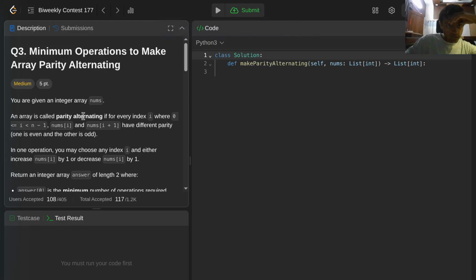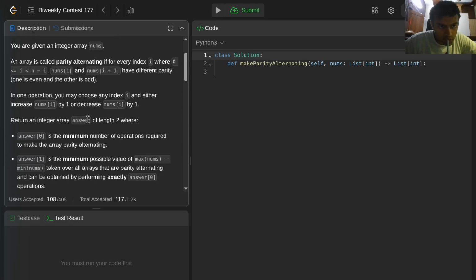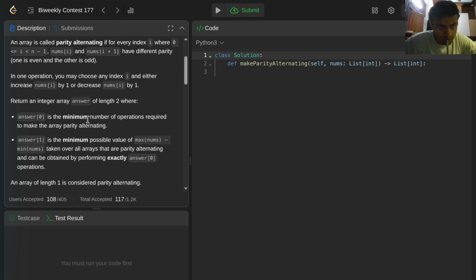You're given an integer array nums. An array is called parity alternating if for every index I, where I is from 0 to n minus 1, nums of I and nums of I plus 1 have different parity. What is a parity? Okay, one is in, one is out. In one operation, you can choose any index I and either increase nums of I by 1 or decrease nums of I by 1.